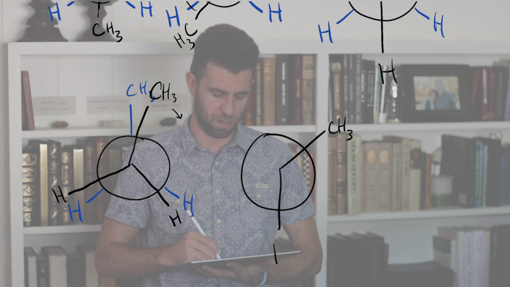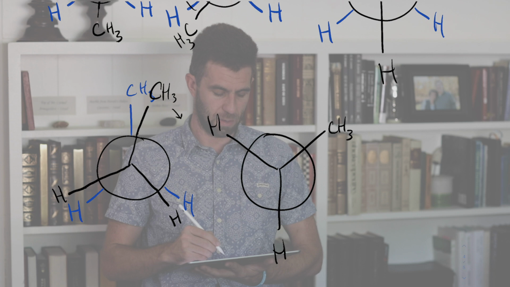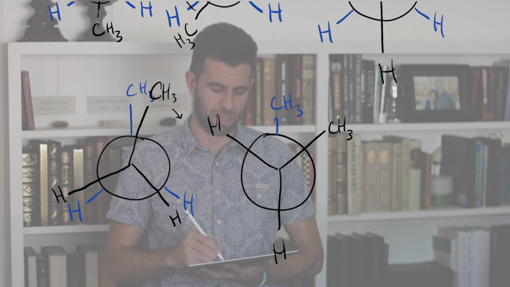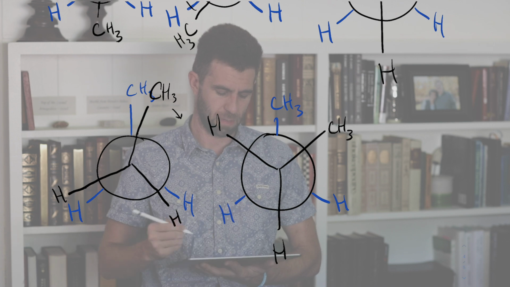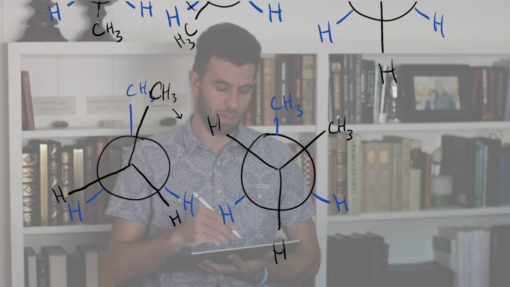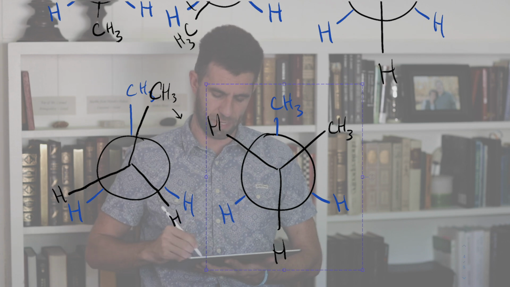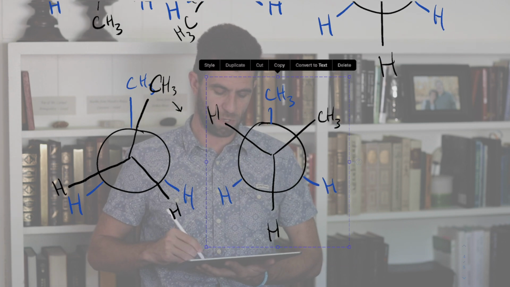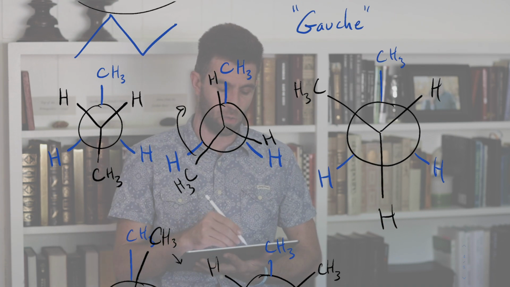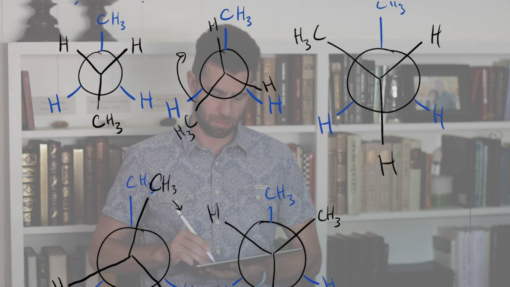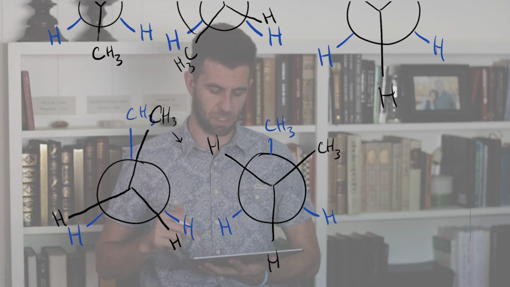Now we have our CH3 here, our H here, our H here, right? Which means we have CH3 in the back here, H, and H. All right? So this is now staggered again, right? So you'd think it's good, but remember, we don't want those big groups next to each other. So again, this one is also gauche, right? Because we have those big groups next to each other kind of there.